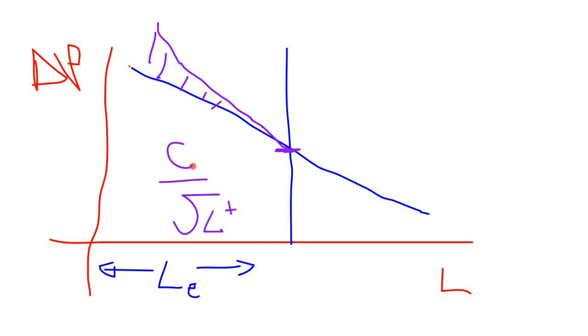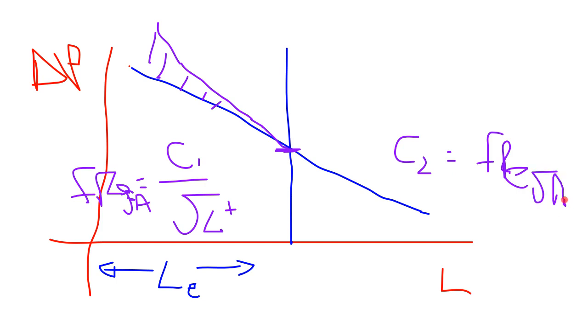So here we have, I can't remember, C1 over L plus. We call it C1, and here we have C2, f Re root A. Here C2 is f Re root A. So you're using this calculation to get the pressure drop. At these two points here, it's the same. So you're setting the two terms to be equal.